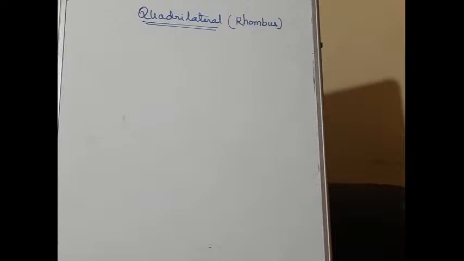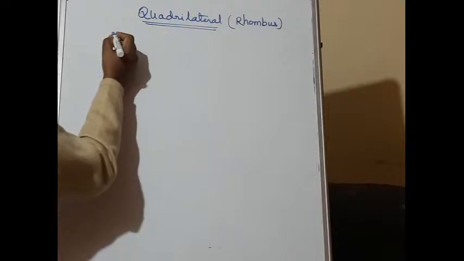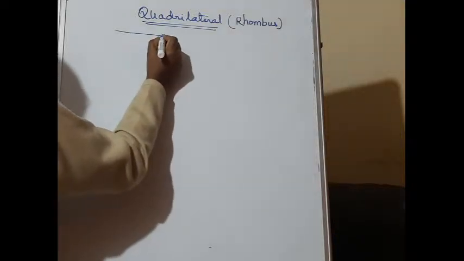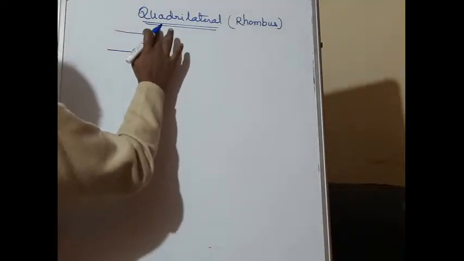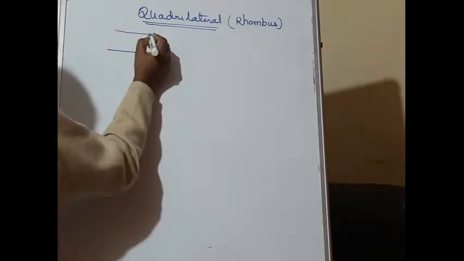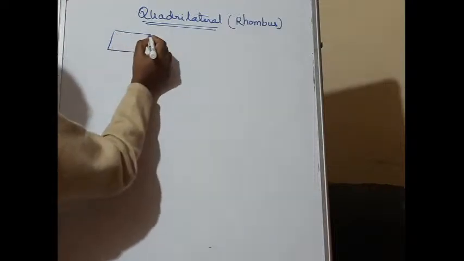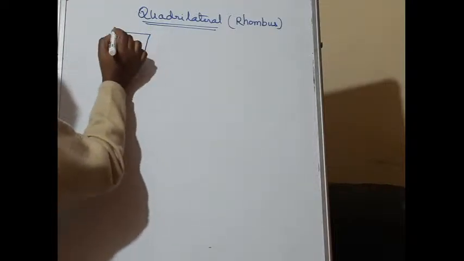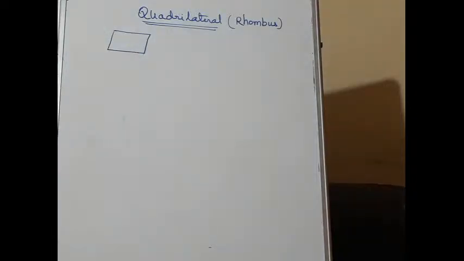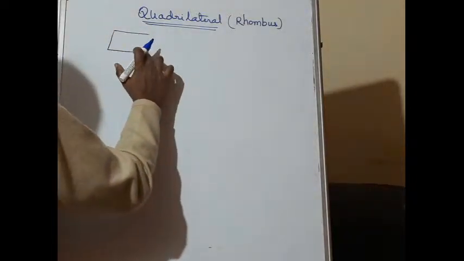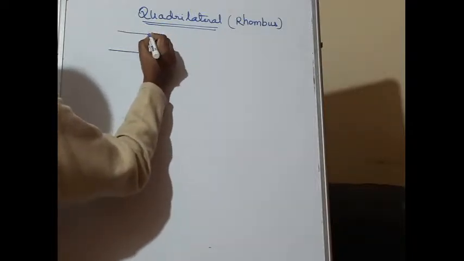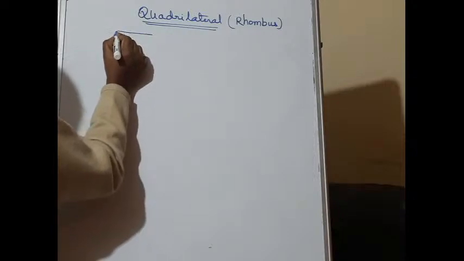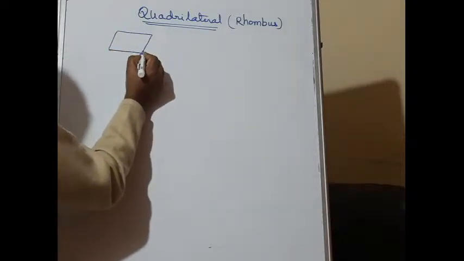And rhombus, we are drawing it. All sides are equal, but it will be a slanted one. That's called rhombus. Just like a square, but it will be slanted. It will be still more slanted. It's okay. Got it. Good. Name it ABCD.